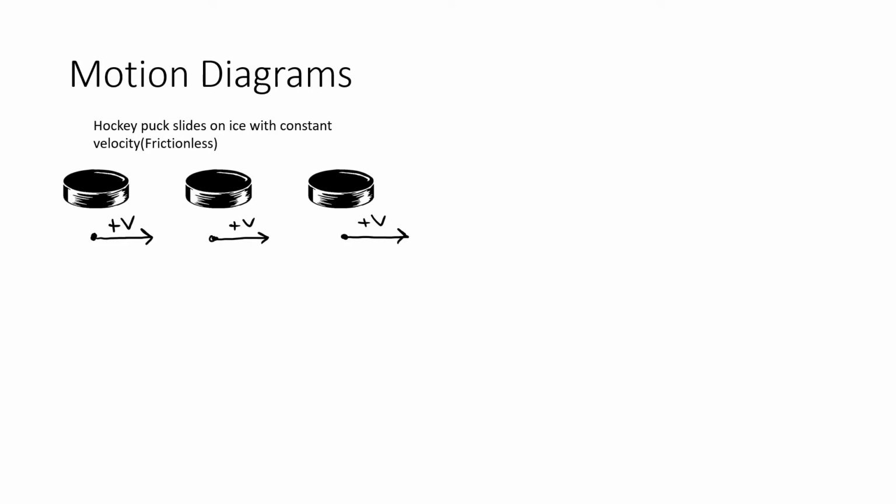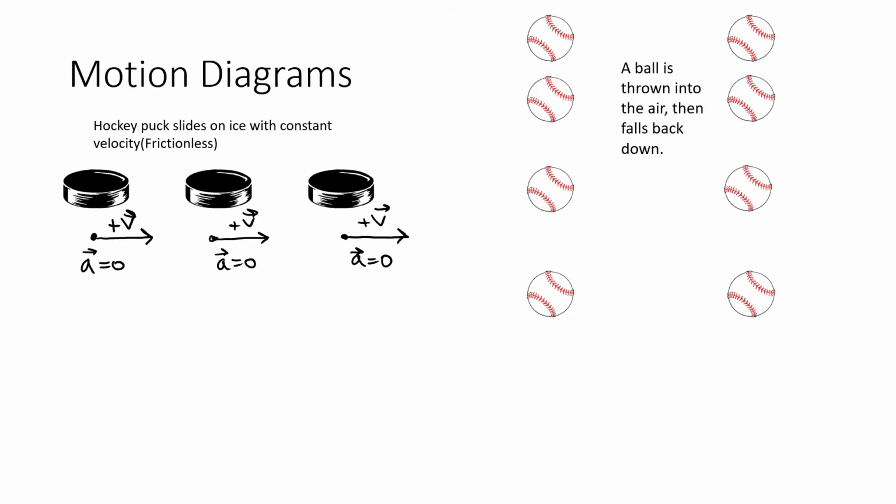As a constant velocity, what is the acceleration? 0. The velocity is not changing, so it's 0. And I should be making these vectors. I'm just getting a little sloppy. Let's make them all vectors. Remember, acceleration is also a vector. Okay, easy.